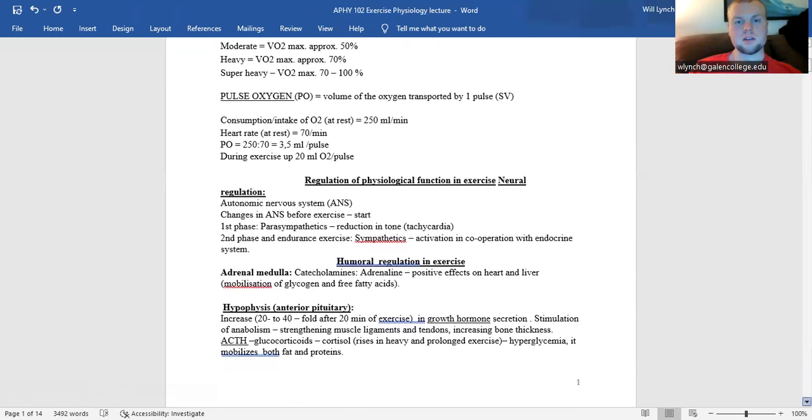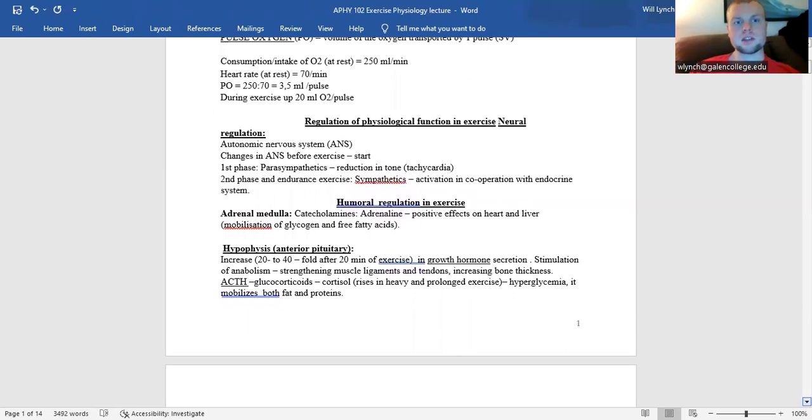So our first mechanism of regulation is going to be neuronal. The neuronal regulation is going to come from the autonomic nervous system, the sympathetic and parasympathetic sides. So the autonomic nervous system changes.